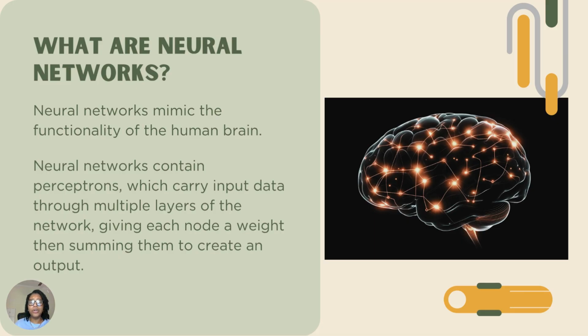So, what exactly are neural networks? Neural networks actually mimic the functionality of the human brain. Just as the brain has nodes that carry things and process everything, that's exactly what neural networks do. We use what are called perceptrons to carry nodes of data through multiple layers of the network. Those nodes are assigned weights. There's a sum, and that sum is used to create a prediction or an output.